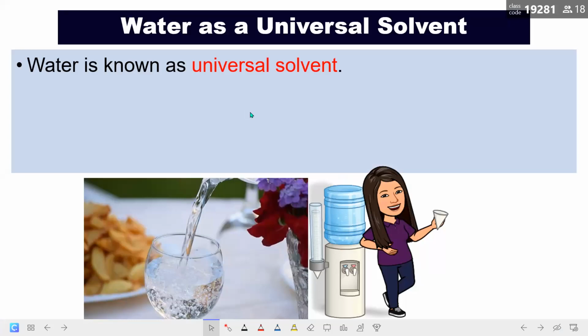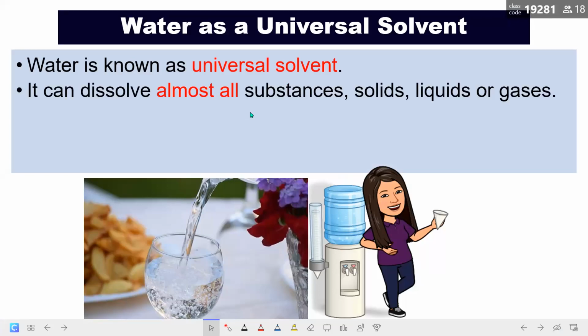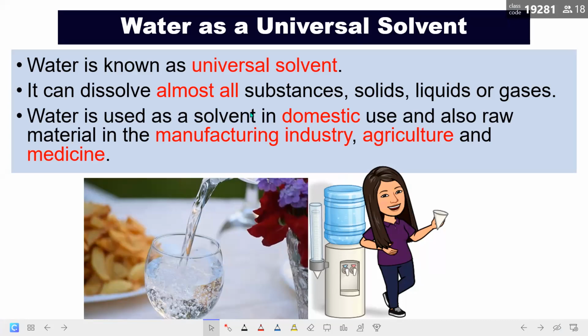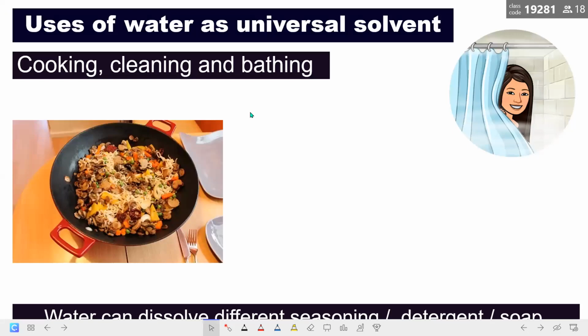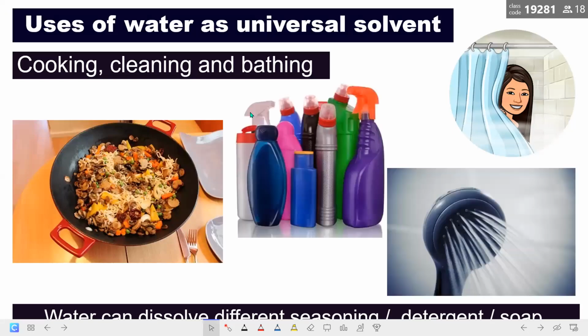Now water is known as a universal solvent. It can dissolve almost anything. You want to wash something off, you use water. It can dissolve solids, liquids, and gases as well. I can use it in so many places: industry, agriculture, medicine. You and I use it for cooking, bathing, and cleaning. I can dissolve seasoning, detergent, and soap. In so many ways, teacher can use water.